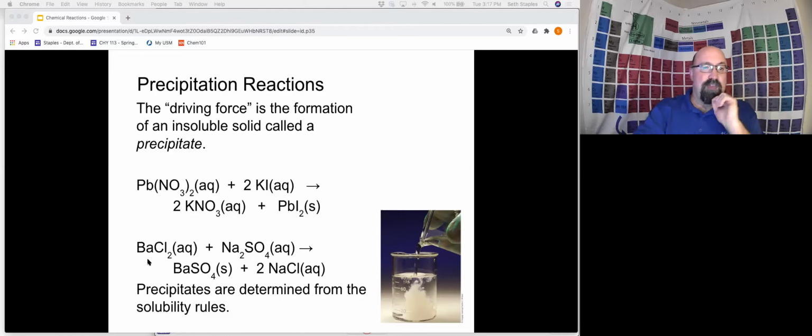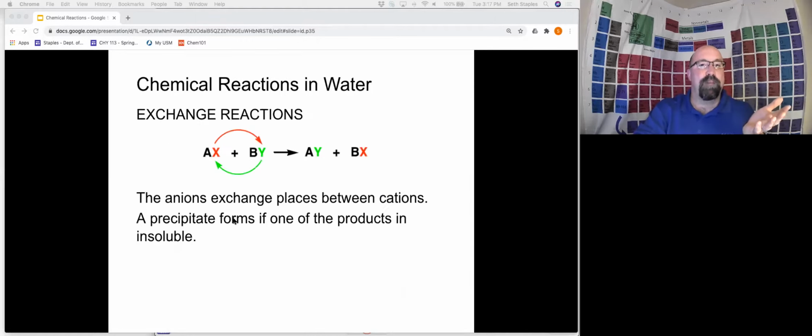And then another example: barium chloride plus sodium sulfate, aqueous solutions mixed together. We consult our solubility rules, and one of our products, barium sulfate, is not soluble. So that will come out as a precipitate, whereas sodium chloride is soluble. Now again, remember, our products and their formulas are determined by the rules for coming up with a chemical formula. We see that happening here.